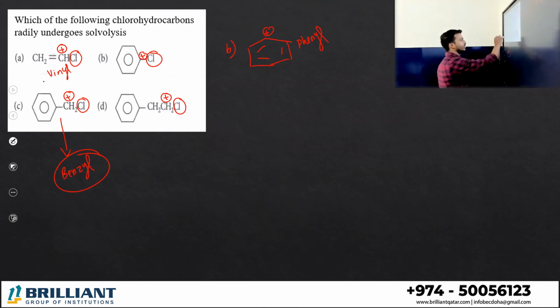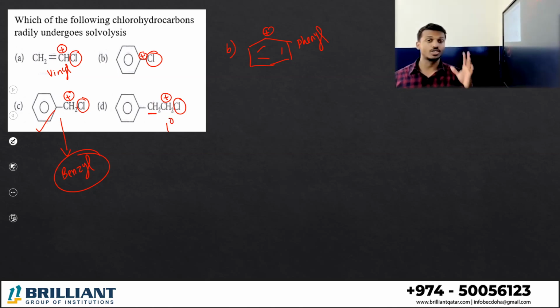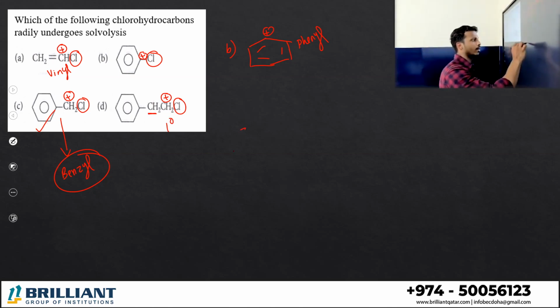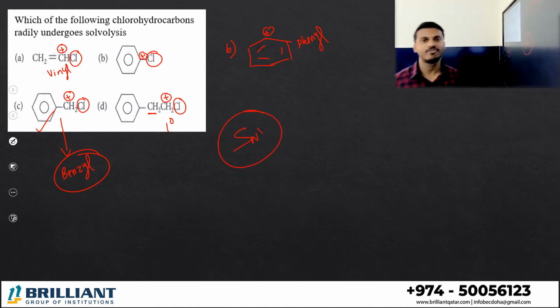What is the other one? This carbocation is directly connected to one carbon. It is a primary one. Benzyl is the most stable carbocation. It will undergo SN1 reaction faster.